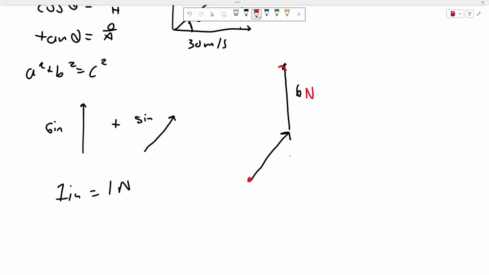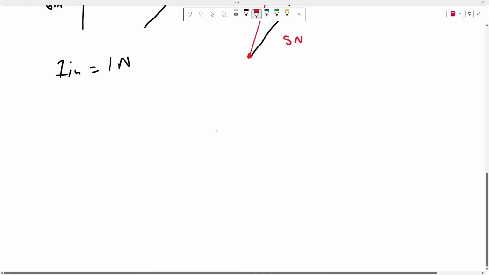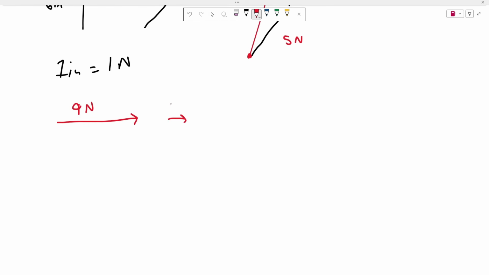So this would be 6 newtons, this would be 5 newtons, and then you would just measure this with your ruler and apply the scale factor. Let's say this came out to be 13 inches, then that'd be 13 newtons, and the resultant vector would be 13 newtons. You can also add vectors that are flat. If you have a 9 Newton vector and a 3 Newton vector, you can just move this vector to the end of this vector and measure the length of them. You'll get that they're 12 newtons.